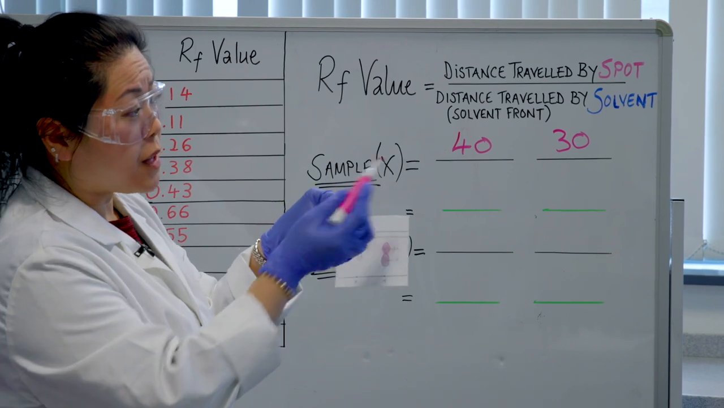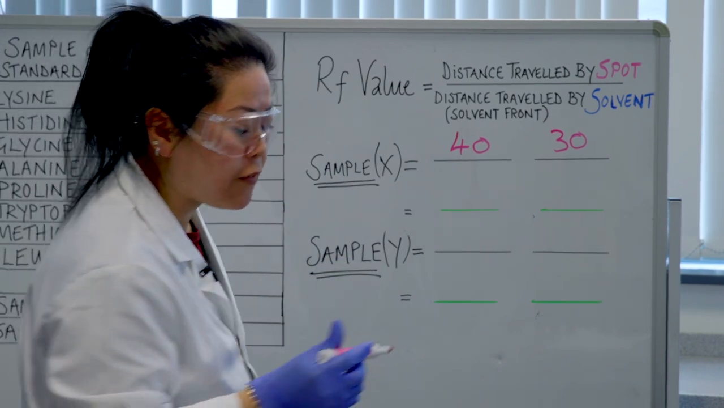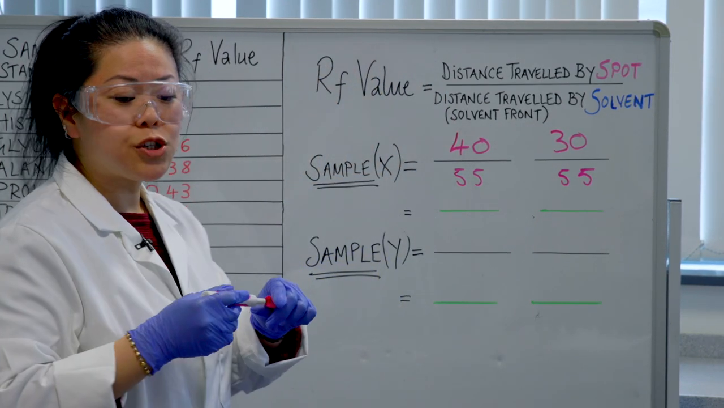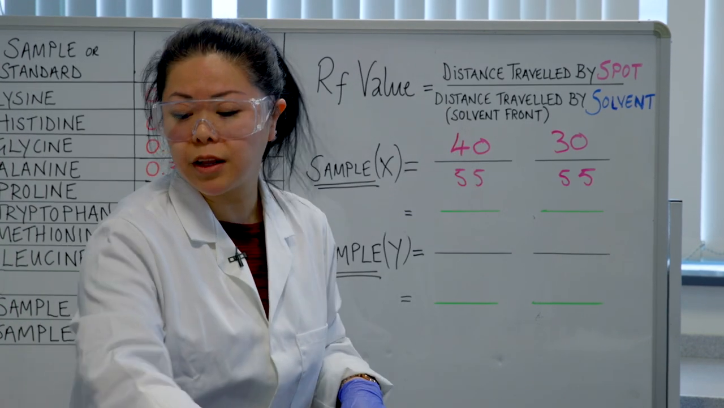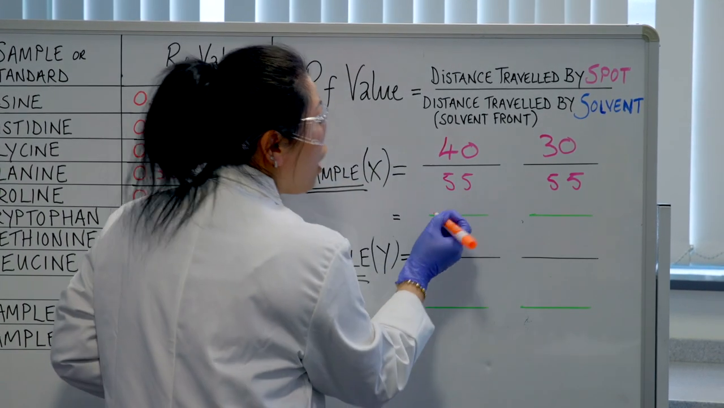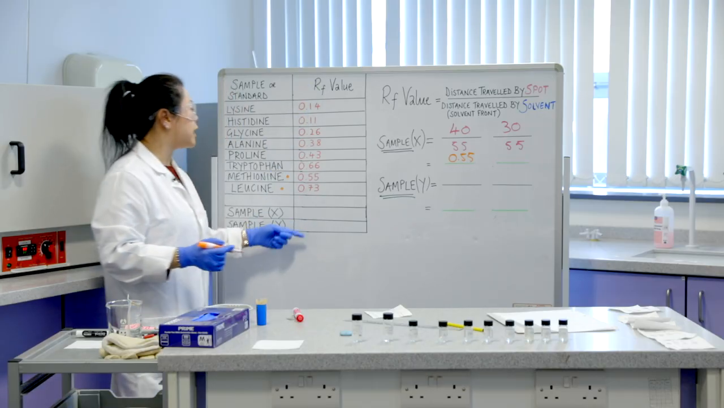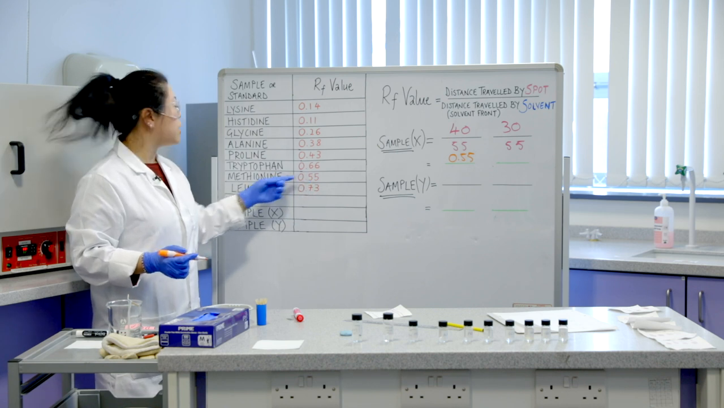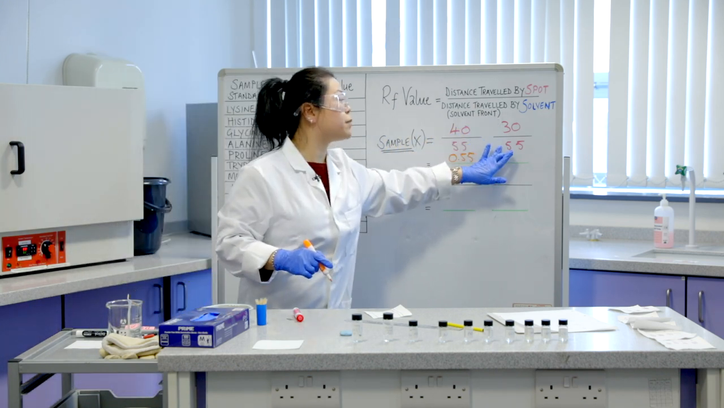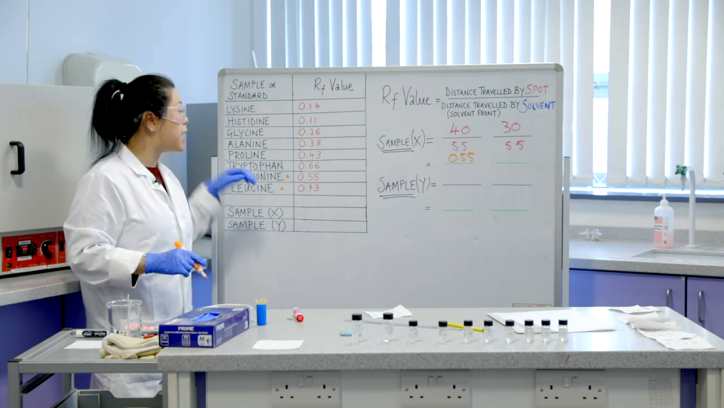The solvent front, which I said that when we collect it out, we need to draw a line to work it out, was measured at 55 millimetres. So for both of these, I'm going to put 55 millimetres down, and all I'm going to do is divide to work out what the RF value is. Now, 40 divided by 55 gives me an RF value of 0.55. Looking at this and comparing it with known values, 0.55 shows me that I do have methionine in there. So if 30 divided by 55 is then matching with the RF value of leucine, then I think we've found our match of that toxic sample.